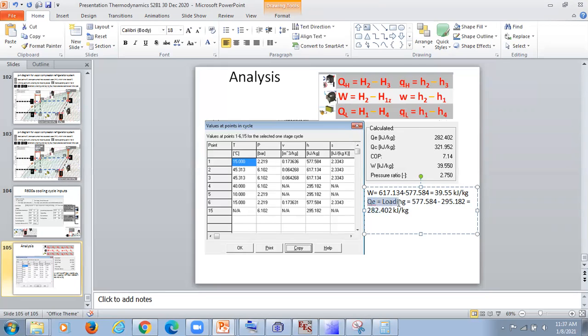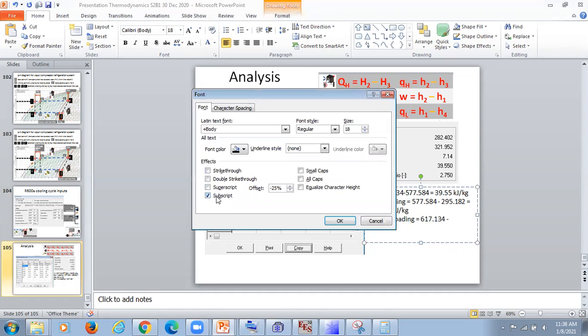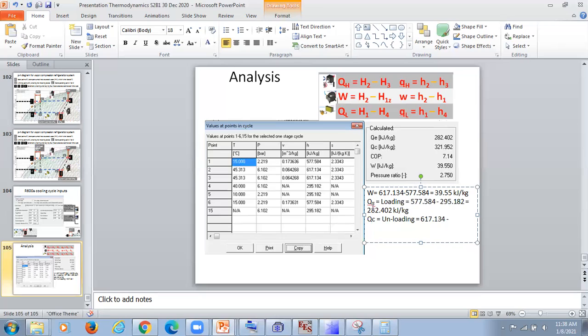Then QC, unloading. Also should be in kilojoule per kilogram. So QC we mentioned here, that is H2 minus H3. H2 is 617.134. Until entering the metering device after liquid subcooling, that is QC. So that is unloading, means condensation is taking place. Same as for loading, evaporation is taking place. Evaporation means getting the liquid energized. I have explained this to you a lot.